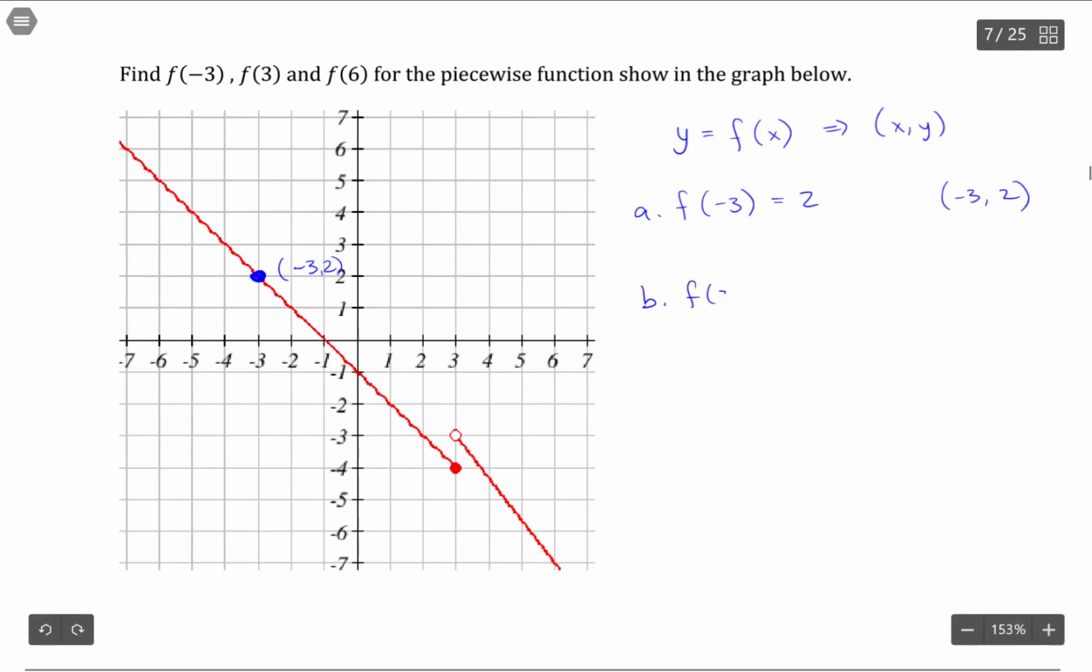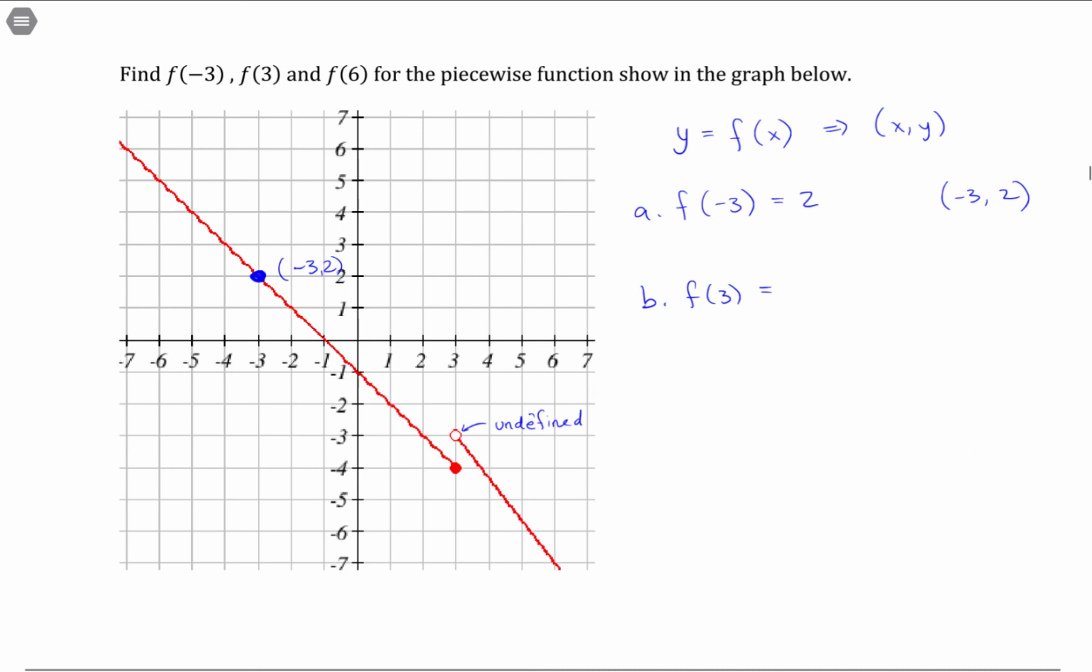Similarly, f of 3, we're looking for the y value associated. Now, the thing you want to be careful of here is it looks like there's 2 separate points that you could put. But when you have an open circle like this, it means the graph is undefined there. And if it's undefined at that point, we don't even consider it. We only consider the function defined at solid circles or along curves.